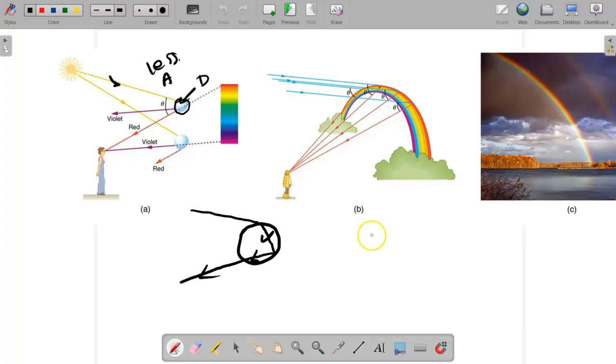So it is also a dispersion of light, splitting into 7 colors. At the bottom you see the violet, at the top you will see the red color. It is because the red has the highest wavelength and the violet has the lowest wavelength. The violet bends more, so it is at the bottom.